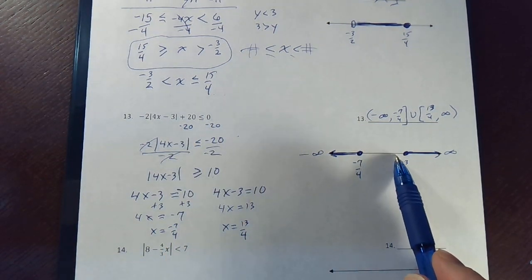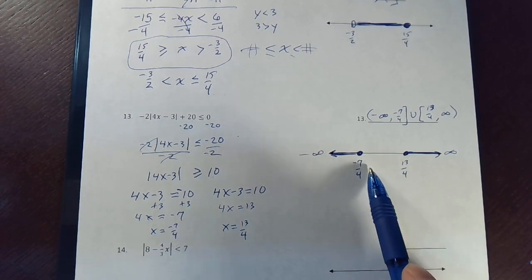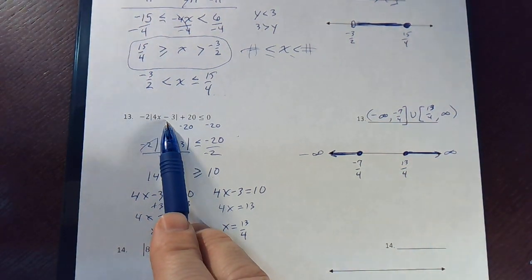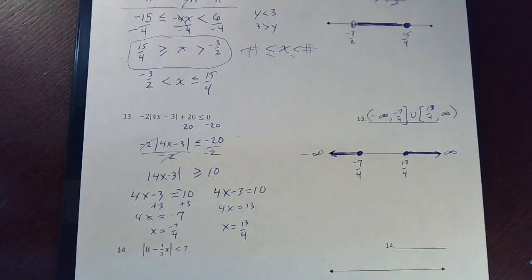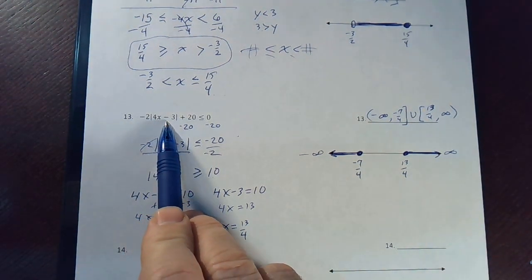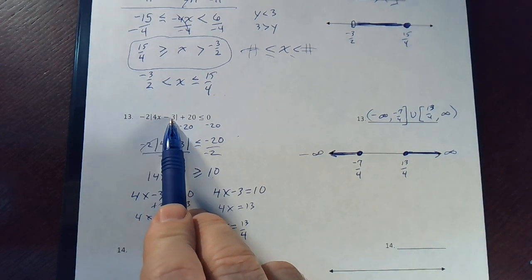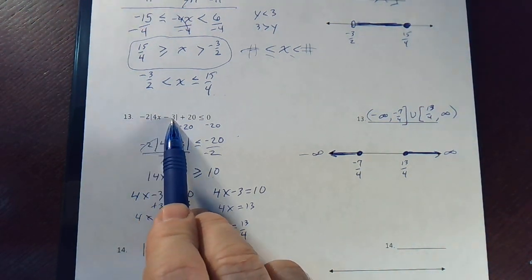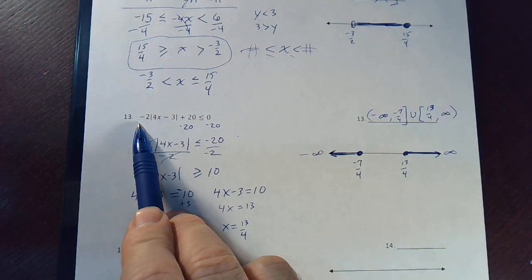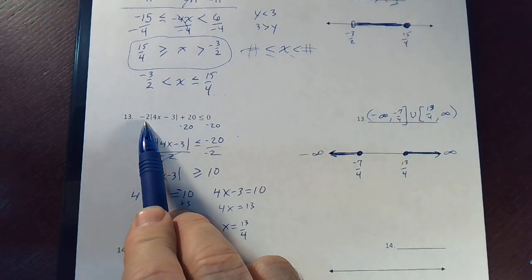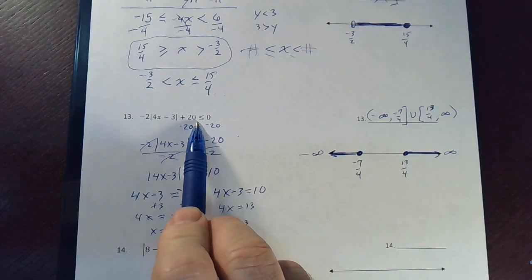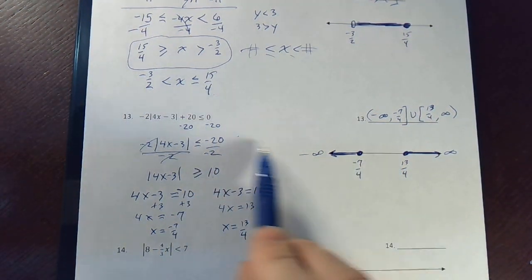If you take any number that's strictly in between these 2 numbers, for example 0, and plug it in here, it's going to fail. Let's verify that. If I plug in a 0, we're going to get 0 minus 3 in absolute values becomes 3. So 3 times negative 2 is negative 6. Negative 6 plus 20, though, is 14, and 14 is not less than 0. So no number inside here is going to work.